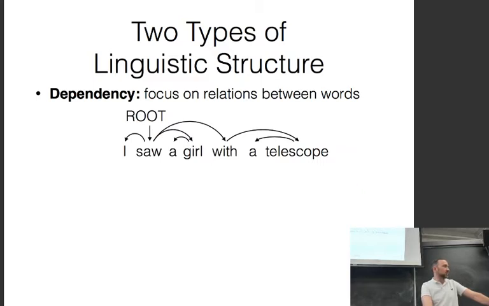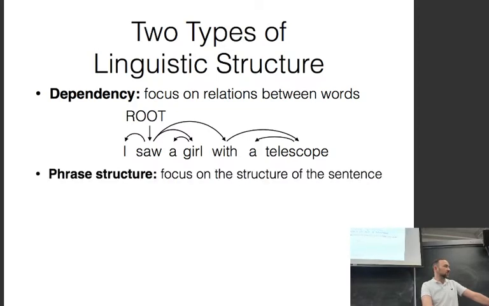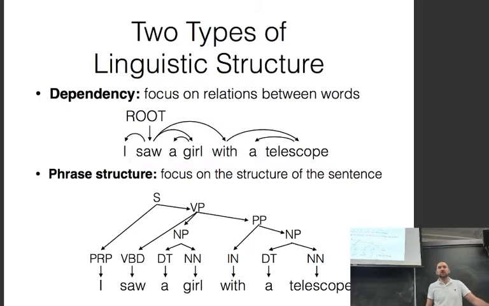So we have something like this, where we can say saw is the head of I, girl, and with, and then with is the head of telescope, etc. And then we also have phrase structure, which focuses on the structure of the sentence and the roles of the phrases in the syntax of the sentence, etc. And these have very different structures and very different roles.